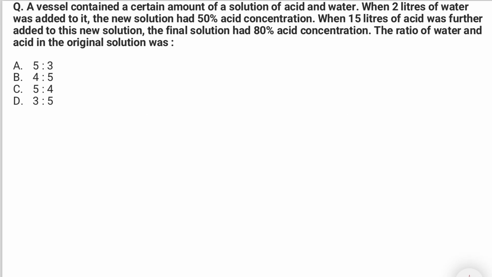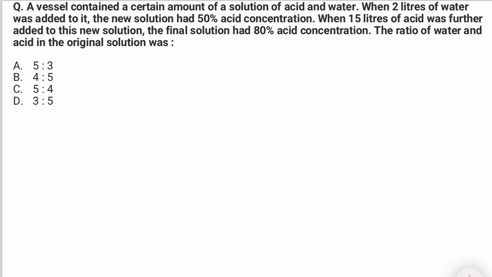Okay guys, it's a very easy question. A vessel contained a certain amount of solution of acid and water. When 2 liters of water was added to it, the new solution had 50% acid concentration. When 15 liters of acid was further added to this new solution, the final solution had 80% acid concentration. The ratio of water and acid in the original solution was.